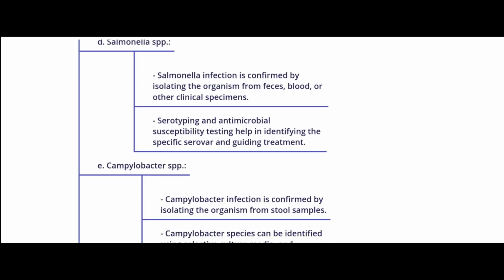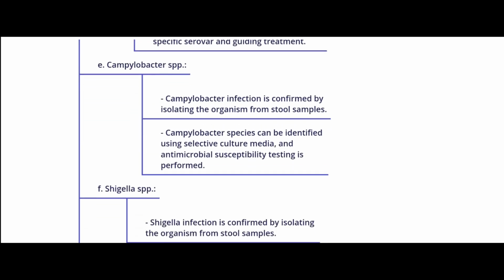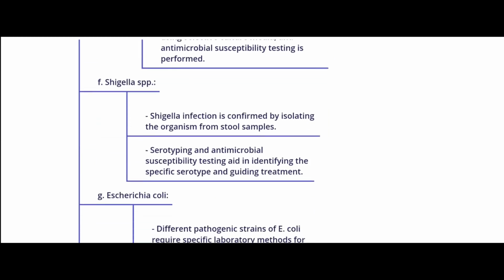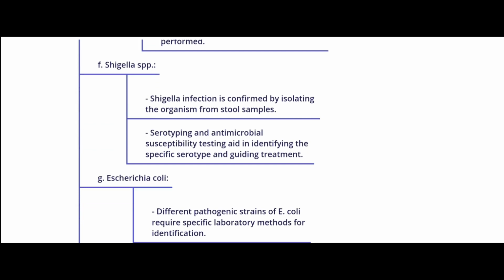Salmonella species are usually diagnosed bacteriologically. Serotyping and susceptibility testing should be done to be able to give antibiotics to the high-risk population. In Campylobacter infection, the bacteria is detected in the stool. It can be followed by antimicrobial susceptibility testing for specific patients, but usually it is not needed. For Shigella, it is by isolating the organism from stool samples.